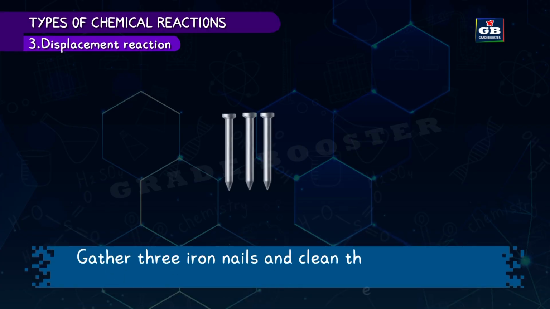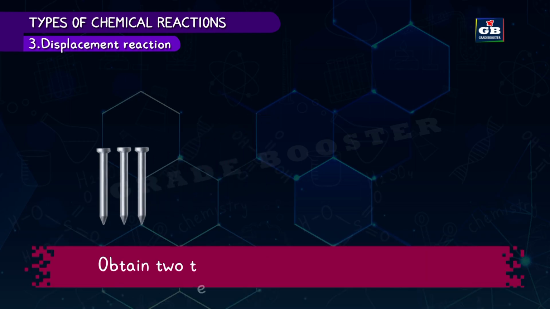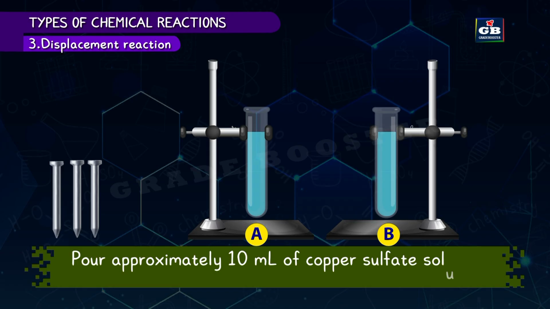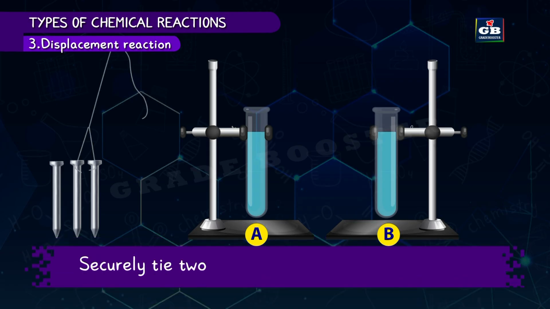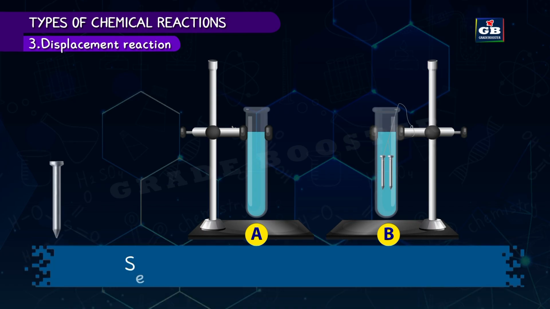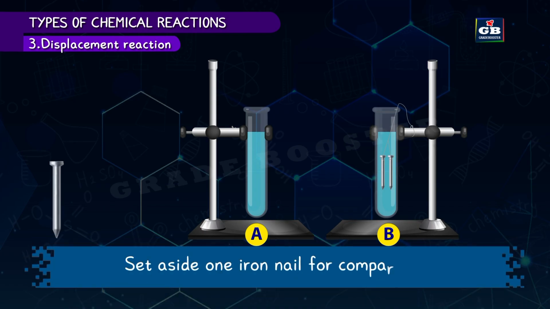Gather 3 iron nails and clean them by rubbing with sandpaper. Obtain 2 test tubes labeled as A and B. Pour approximately 10 ml of copper sulfate solution into each test tube. Securely tie 2 iron nails together with a thread and carefully immerse them into the copper sulfate solution in test tube B for 20 minutes. Set aside one nail for comparison later.